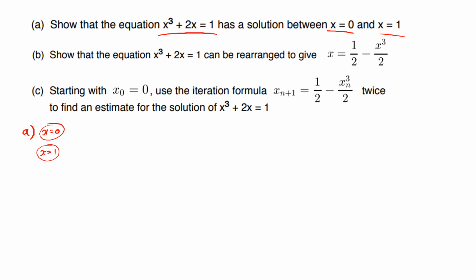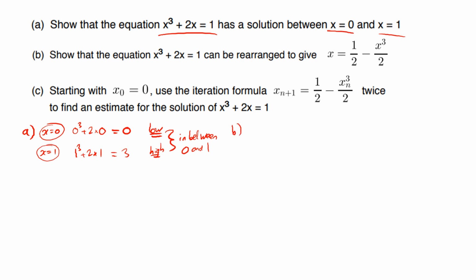So if we sub in 0, we'll get 0 cubed plus 2 times 0, which is equal to 0, which is too low. And if we sub in 1, we'll get 1 cubed plus 2 times 1, which is equal to 3, which is too high. So it must be in between. That'll be enough. At A level you have to do lots more than that, but again, we're not there.